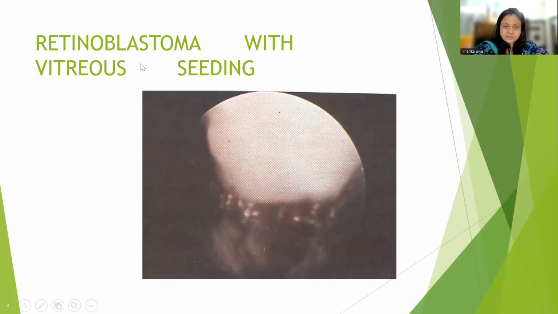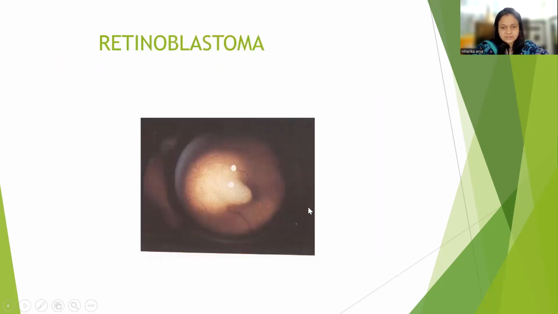Second, retinoblastoma with vitreous seeding. Here you can see the fundus picture of a retinoblastoma. In this, you can see the calcified mass in the retina. The white part is the calcification. You can see a small dot in the vitreous part, so this is the vitreous seeding. This is the picture of retinoblastoma with vitreous seeding.